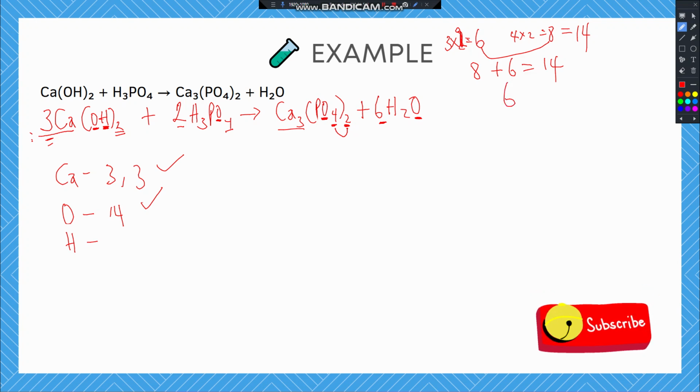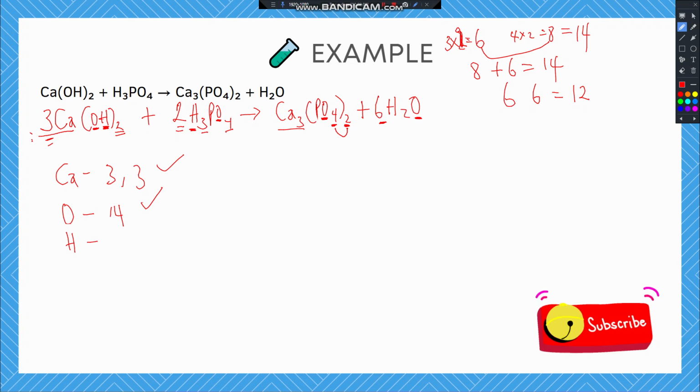And then next up, we have another atom of hydrogen over here. It also has a subscript of 3 and a coefficient of 2. 2 times 2 as well gives 6. 6 plus 6 gives us 12 atoms of hydrogen on the left hand side.